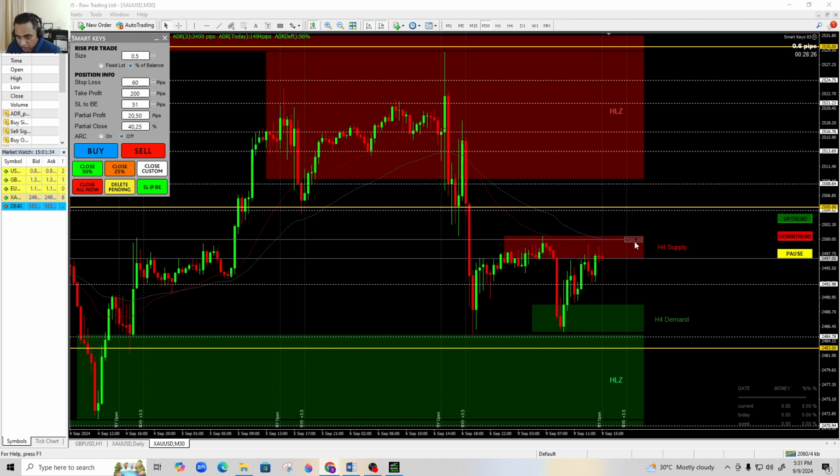Please remember that that is an H4 supply zone, so is that, and that's an H4 demand zone, and so is that. But I want price to engulf an opposite zone for me to be able to consider it a high liquidity zone and take a trade from it. So I will look to trade from that demand zone there. For buys, I'll either wait for a buy signal from demand, or wait for price to create a new high.